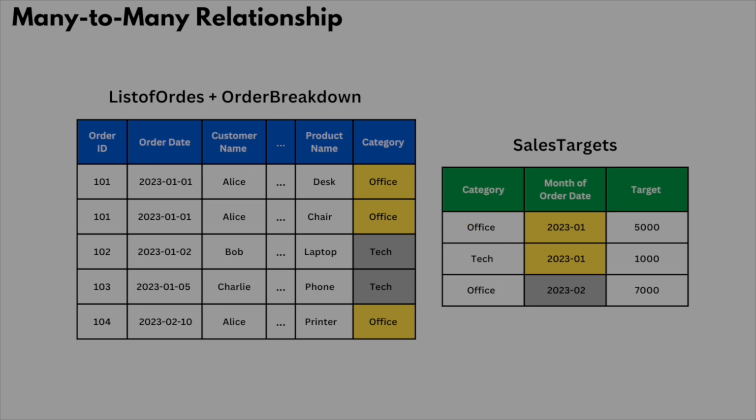And also each month in the combined sheet can correspond to multiple entries in the sales target sheet, and vice versa. That also makes sense, because again, for one order date, let's say January 2023, this month and year can be related to category office, and also it can be related to category tech. So again, we have multiple entries. So we can clearly understand that this is a many-to-many relationship.